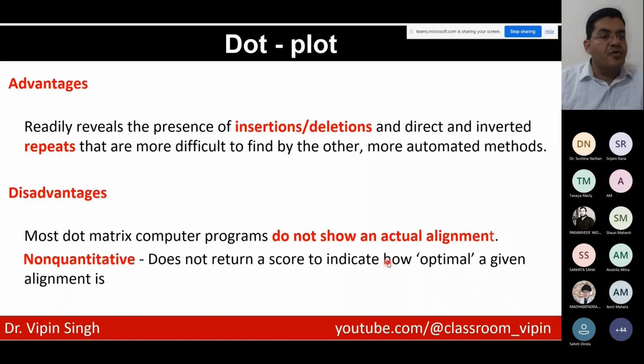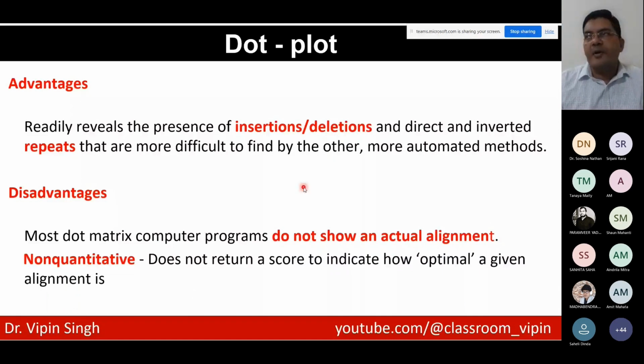Disadvantage: most dot matrix computer programs do not show an actual alignment, right? They will only show you diagonals, and you'll have to then pull out those corresponding coordinates and see. And this is non-quantitative. You are not scoring for any match or mismatch or gap or whatever, right? So that's the important part. It is non-quantitative, does not return a score to indicate how optimal a given alignment is. And an improvement of this is what is known as the dynamic programming algorithm.